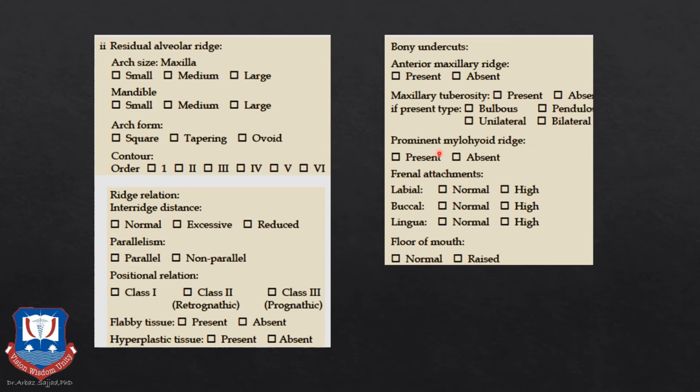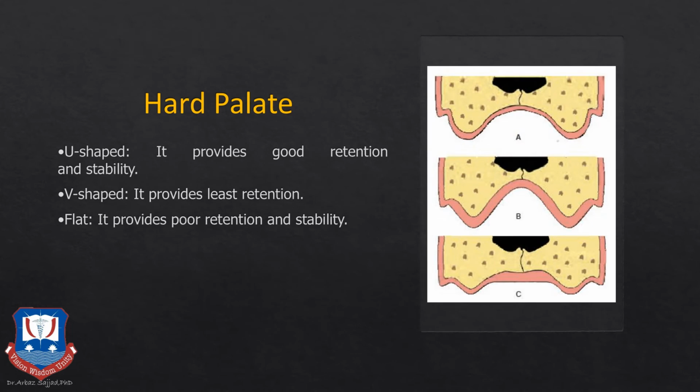We also need to examine the mylohyoid ridge, whether it is prominent and close to the ridge of the mandible, and we have to note the frenum attachments such as labial frenum and buccal frenums, as well as the vestibules and the floor of the mouth, whether it is normal or raised. All these will ultimately affect the extension of the denture base, the basal seat area, as well as the retention and stability of the denture. Now, next after the mucosa and the ridges, we need to consider the hard palate.